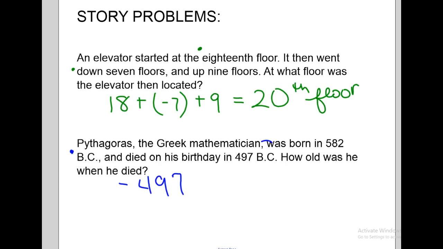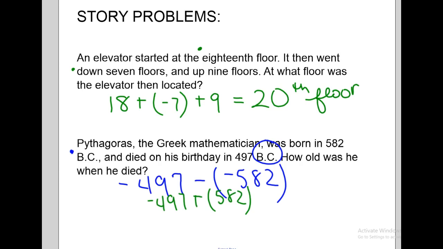Why did Mrs. Burton make that a negative number? Yeah, because of that BC. That's our divider there. BC means before Christ. And then we're going to subtract when he was born. When was he born? Well, he was born BC as well, -582. Ooh, we've got to take this minus sign and change it to a plus and add the opposite. And so, if you notice now, I've got different signs. We're going to subtract and put the sign of the greater. And so, yep, he died when he was 85 years old.